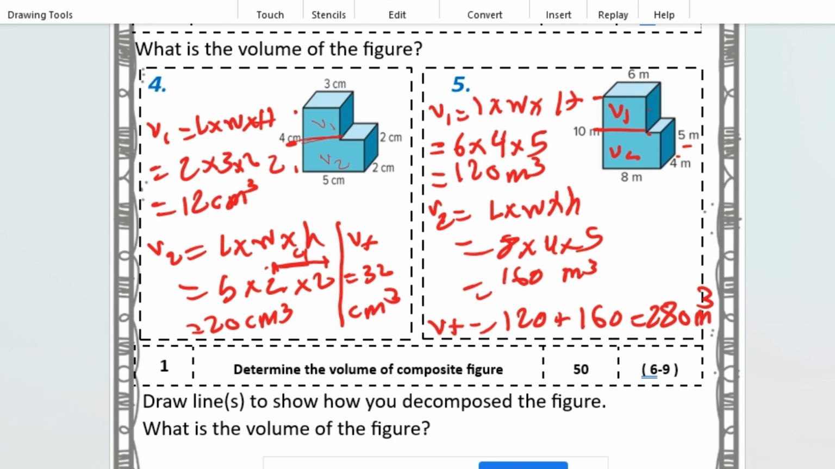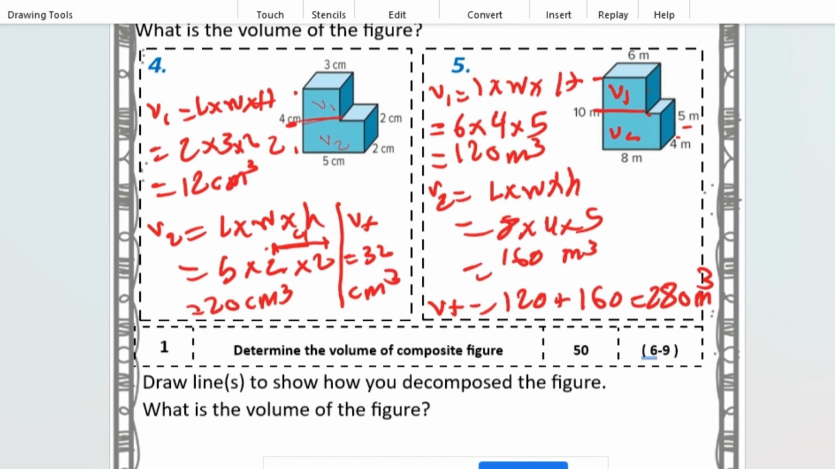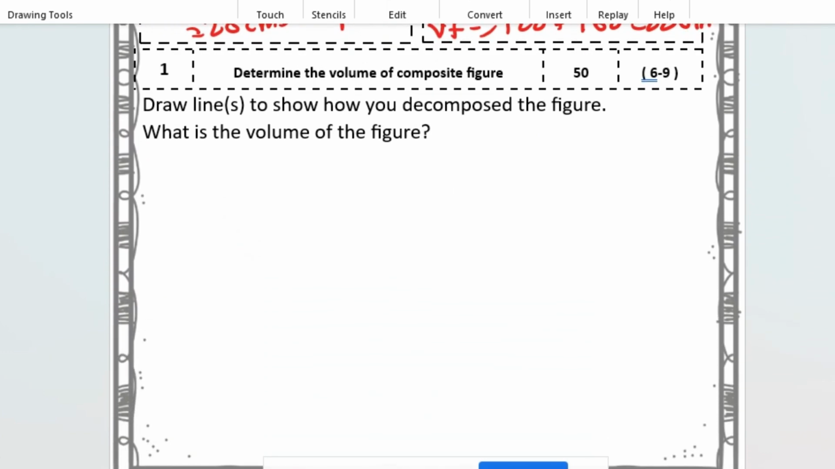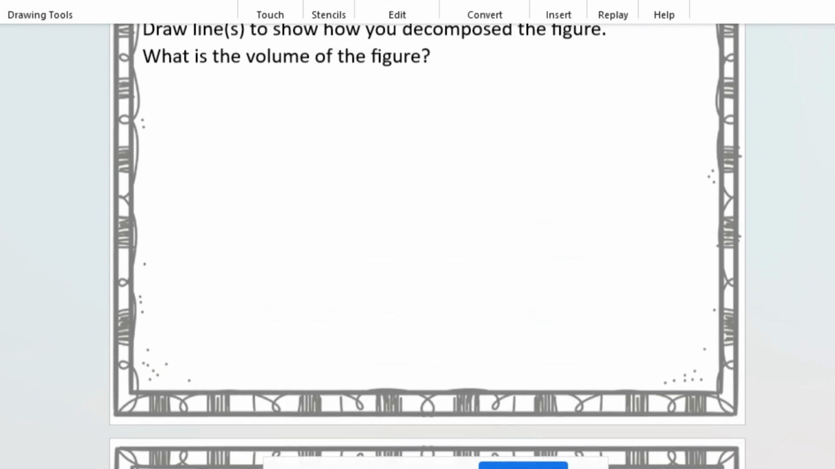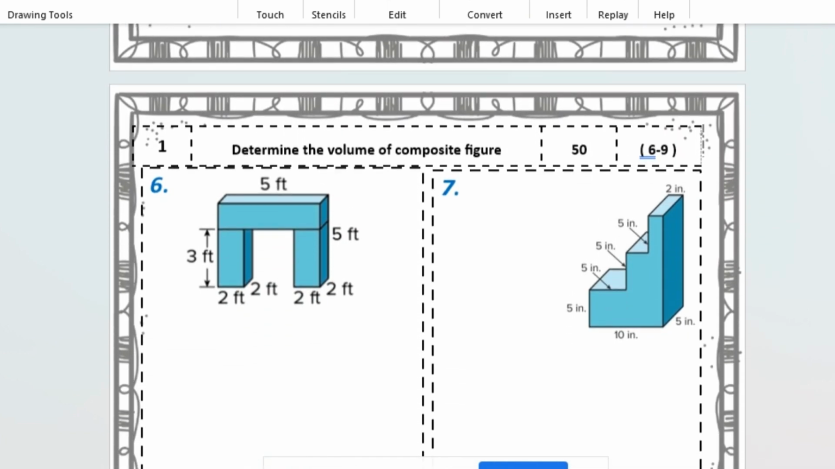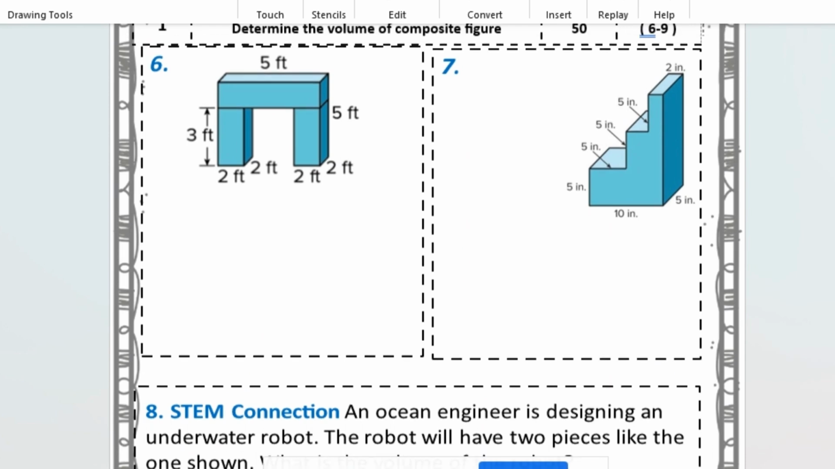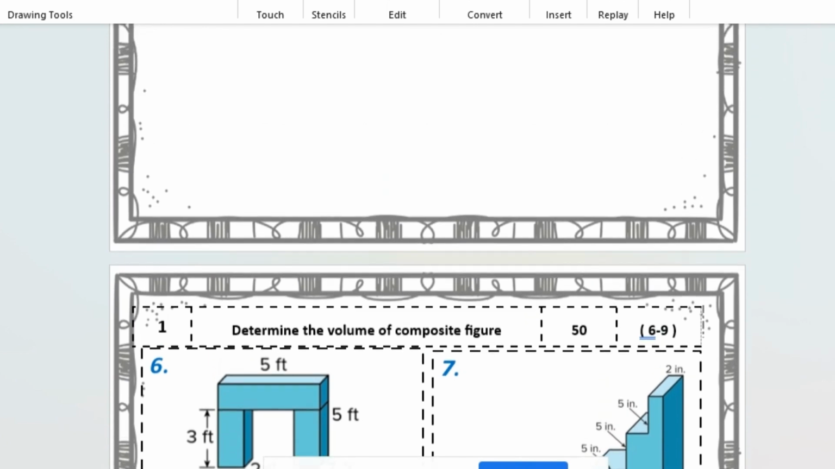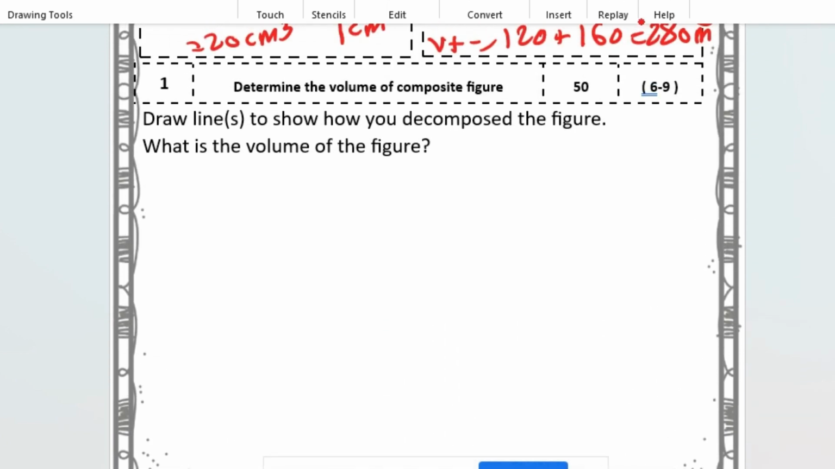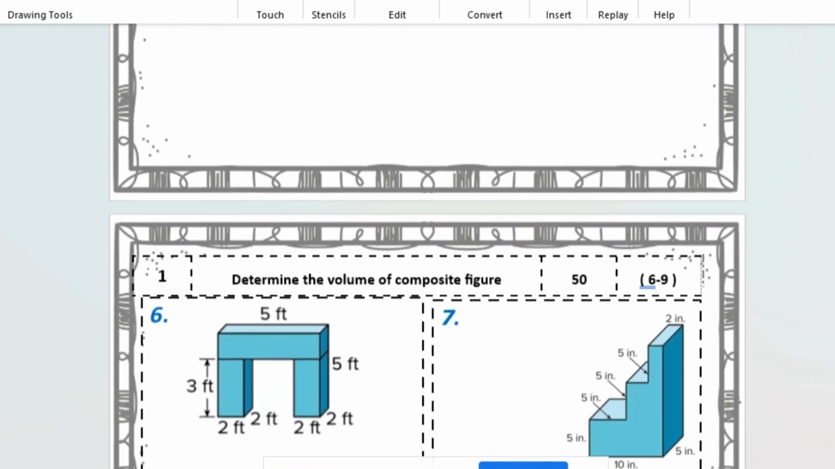Okay, now let's go ahead for another question here. We want to draw lines to show how to decompose the figure. I don't seem to have the figure here, so give me 1 second. Okay, these are the figures. The question says: draw lines to show how you decompose the figure and what is the volume of these figures. Okay, it talks about these two figures.